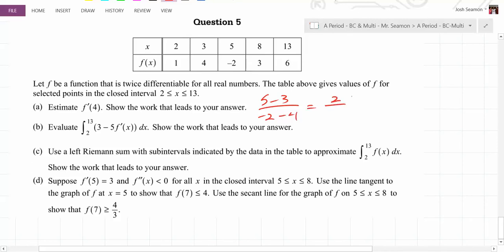It was the other way around. Oh, did I just invert my slope? That was echo. Nice. See? I'm really good at this game. Negative 2 minus 4 over 5 minus 3.